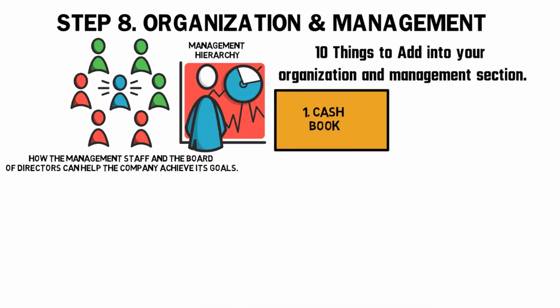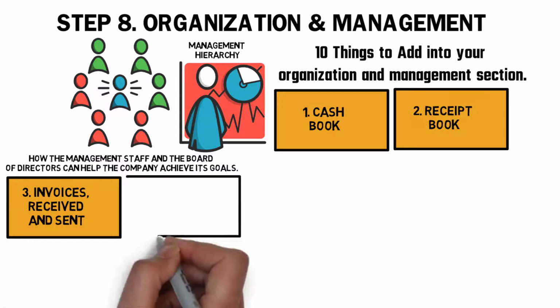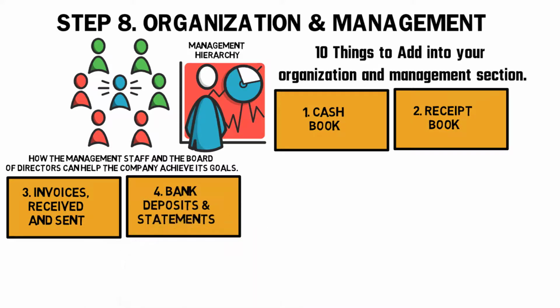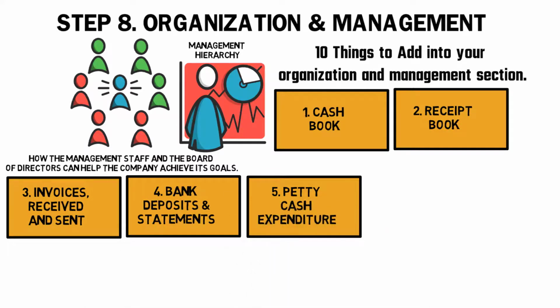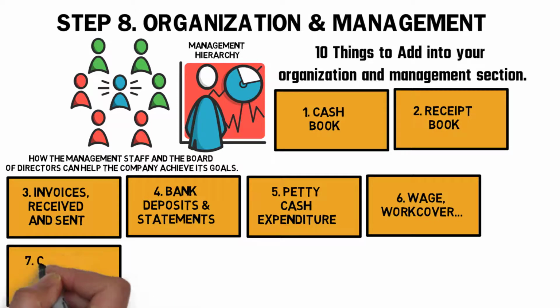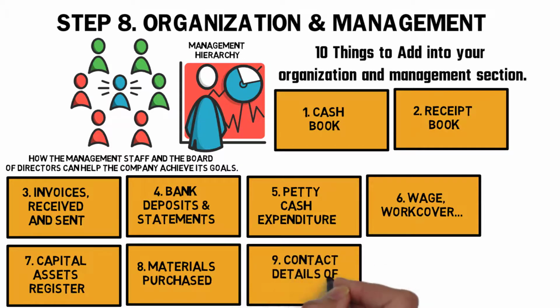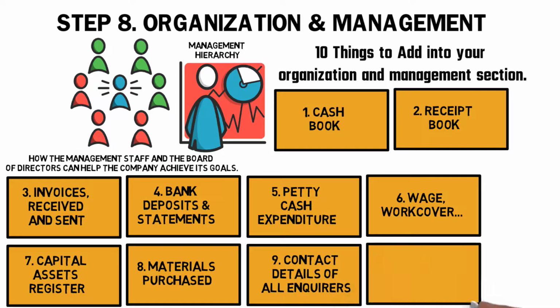1. Cash book. 2. Receipt book. 3. Invoices received and sent. 4. Bank deposits and statements. 5. Petty cash expenditure. 6. Wage, work cover, superannuation, long service leave records, and employee details. 7. Capital assets register. 8. Materials purchased and allocated to each job or temporarily as floating stock. 9. Contact details of all inquiries, existing clients, suppliers, and subcontractors. And 10. Individual job records showing progress.